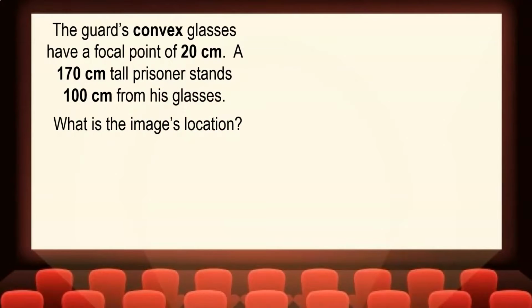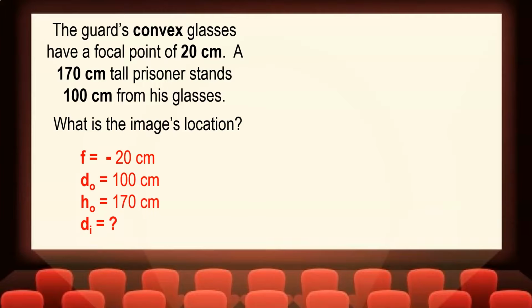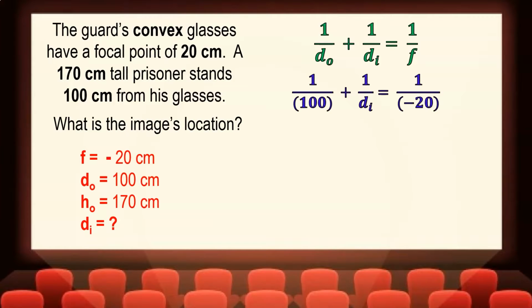In the clip, the guard's convex glasses had a focal point of 20 centimeters. Because they're convex, it's negative 20 centimeters. The prisoner is 170 centimeters tall and 100 centimeters away, so the DO is 100, HO is 170, and we're looking for DI, the distance of the image. I know DO, I know F, I want DI. That height of the object is going to be for the next part of the question.